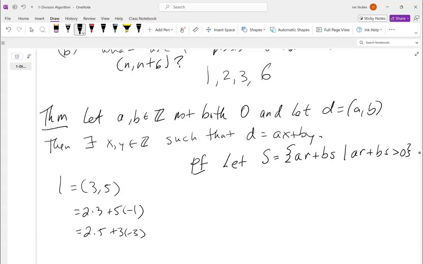A and B are integers, so use R is equal to A and S is equal to B, and you'll get A squared plus B squared, which is certainly not negative. Right? So I can make that a non-empty subset, right? So S is not the empty set since A squared plus B squared is in S.